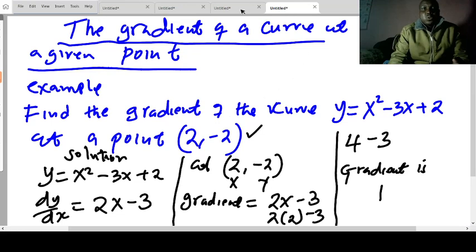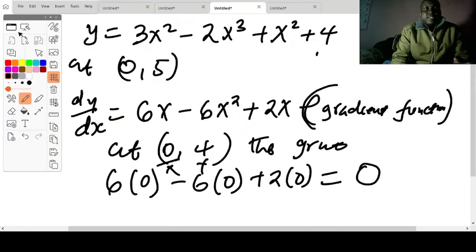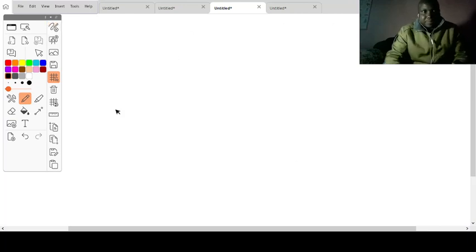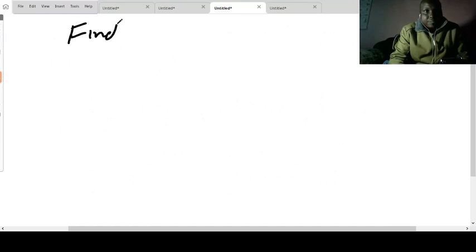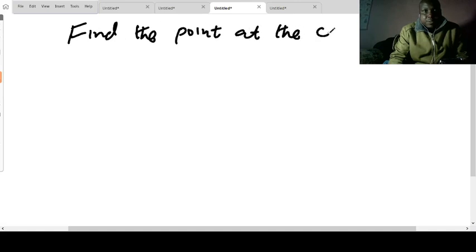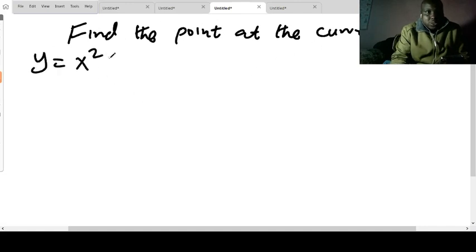So let us do that. Find the point at the curve y is equal to x squared minus 3x.